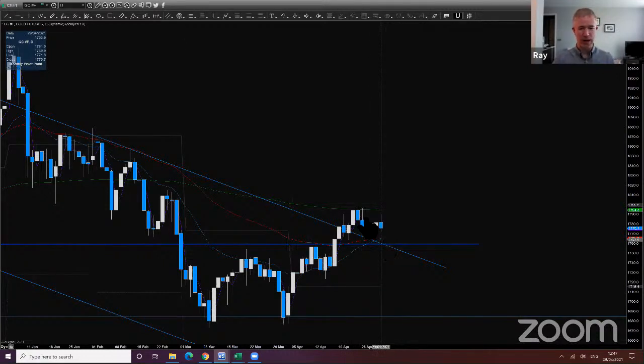I want to be long this. We're breaking out, we're in an uptrend. We've had a little phase two, a little retracement back into a level of support, and this should be looking for a move to the upside.